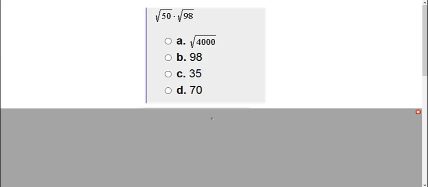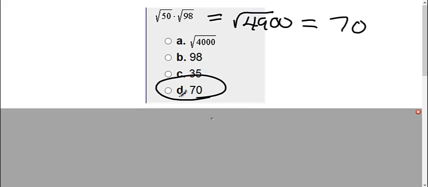All right, so here we have the square root of 50 times the square root of 98. Now they both have square roots, so we can combine them. 50 times 98, I get 4,900. And then I need to double check to see if the square root of 4,900 is a perfect square root, which we can put in our calculator, and we get an answer of 70, which is choice D.